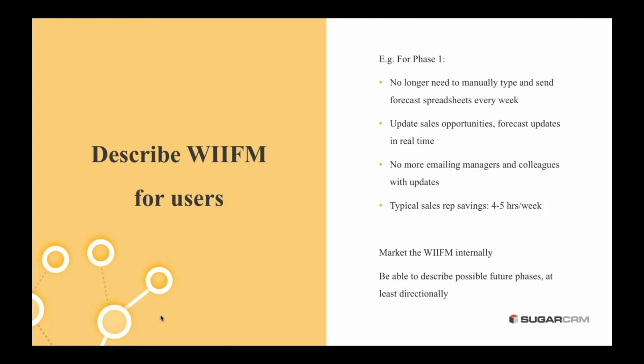So for phase one in December, Joe and Mary salesperson, you are no longer going to need to manually type and send forecast spreadsheets every week. You can update your sales opportunities in real time. Managers and colleagues are no longer going to email you. They can look in the CRM. And Joe and Mary, typically we've seen that will save you 4 to 5 hours a week, right? And that's what's in it for you that follows from the business objectives. So that would be an example of describing what's in it for users.